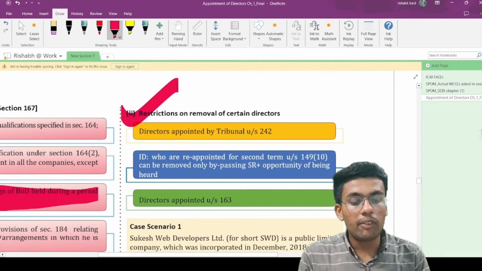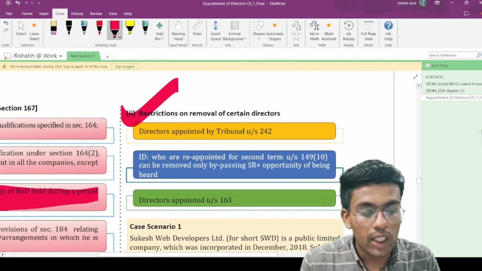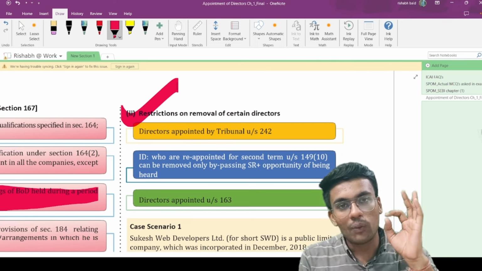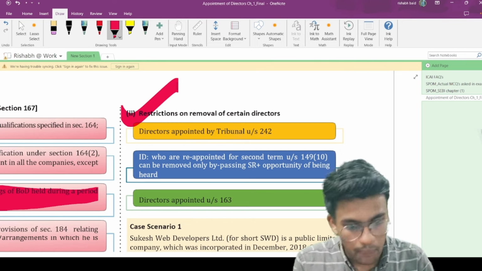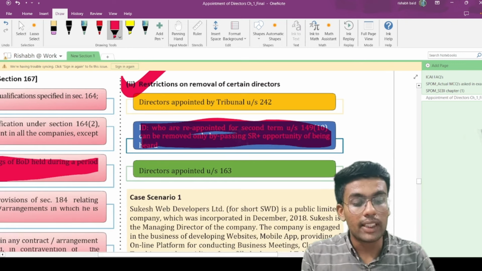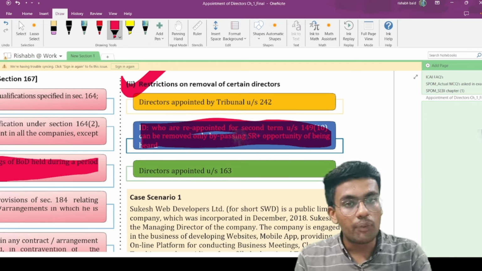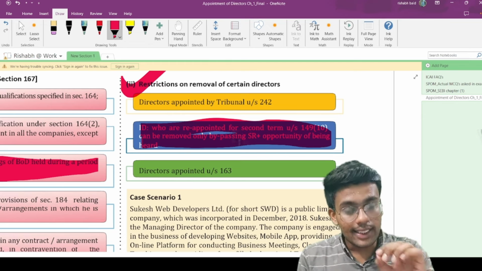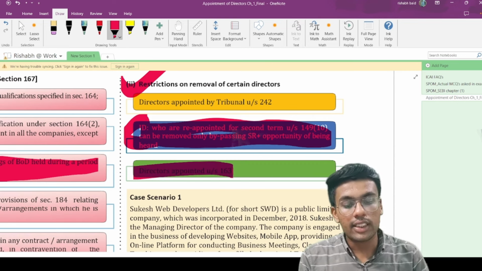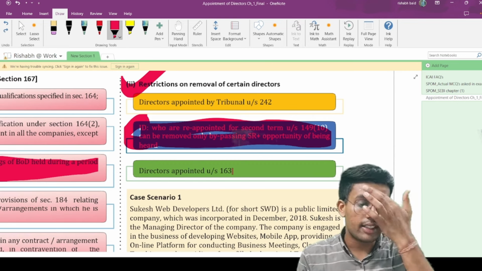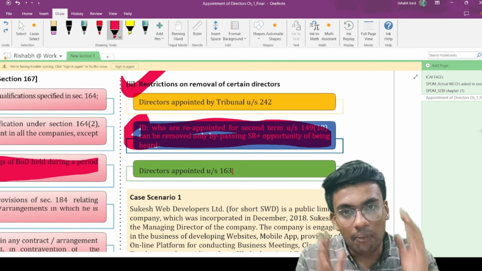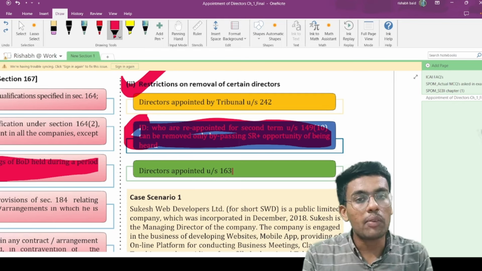Now, restriction on removal in certain cases. A director appointed by the tribunal under section 242 cannot be removed by any person. Independent directors who are reappointed for a second term can be removed only by passing a special resolution, plus an opportunity of being heard to be provided to them. This is only applicable in case of an independent director. Now, for directors appointed under section 163, there is no restriction on removal. So this was the complete revision of your chapter number 1, appointment and qualification of directors.